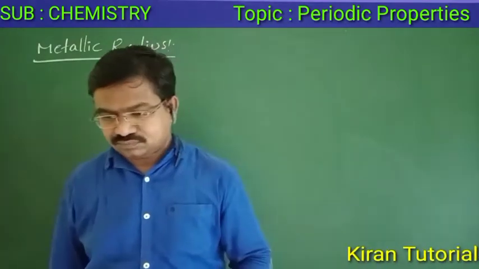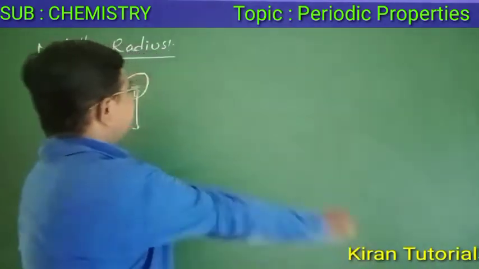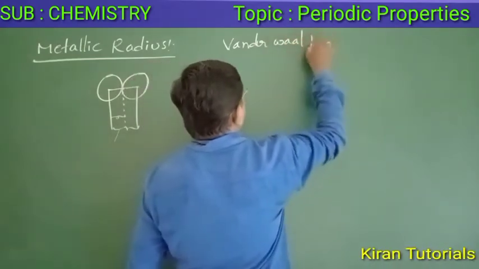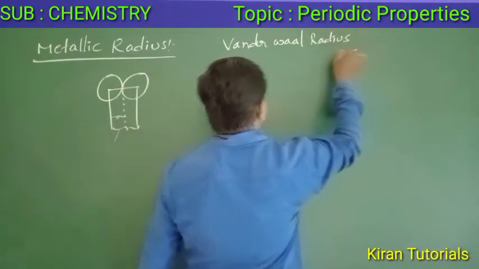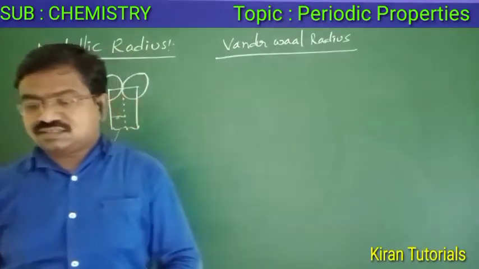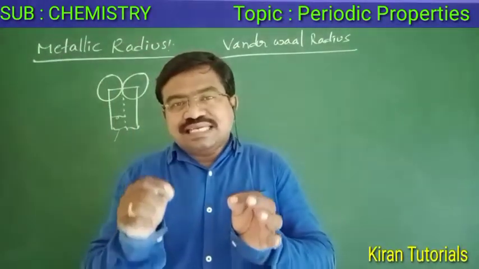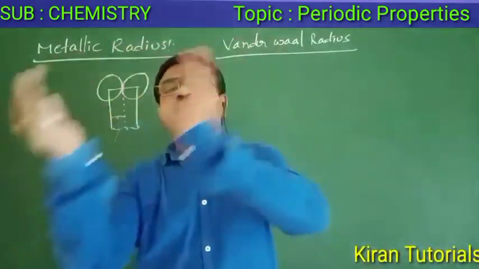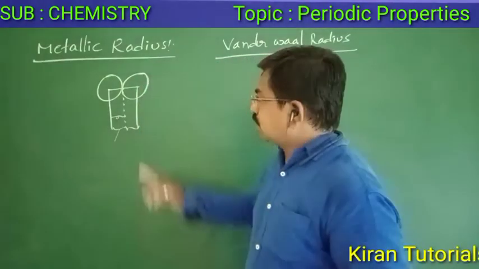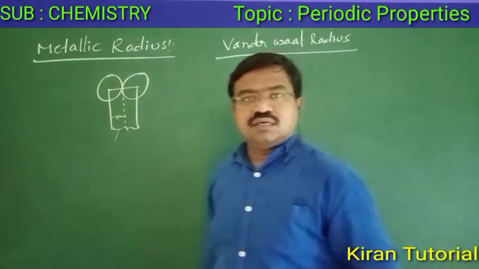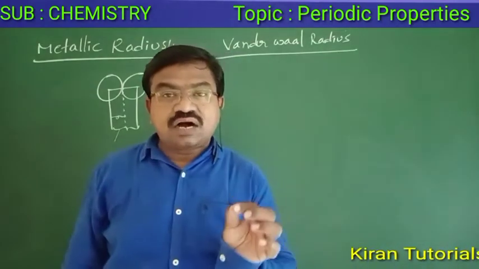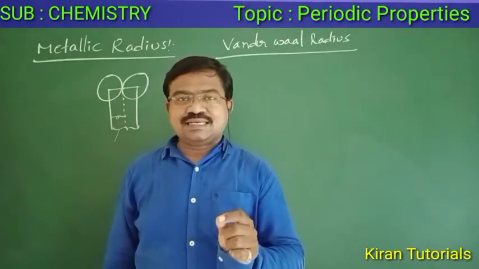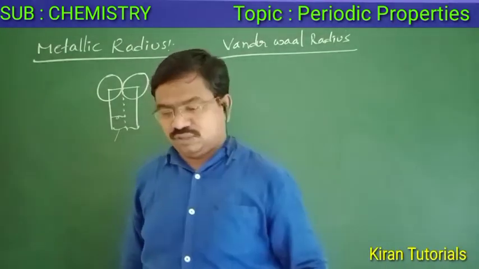And the last one, van der Waals radius. See, van der Waals radius. So what is van der Waals radius? Half of the internuclear distance between two atoms of different molecules. See, that is metallic radius. What is van der Waals radius? Half of the internuclear distance between atoms of different molecules.